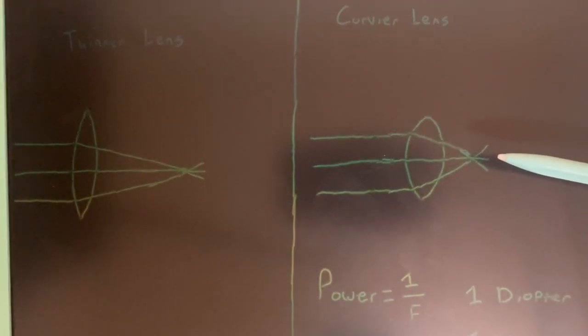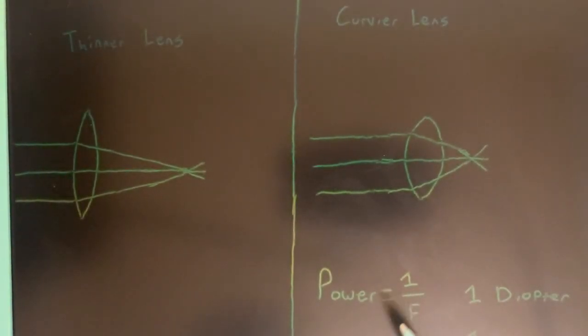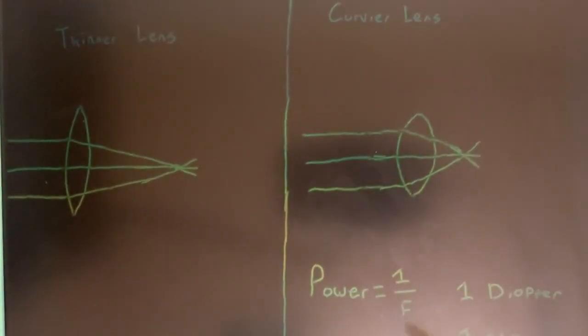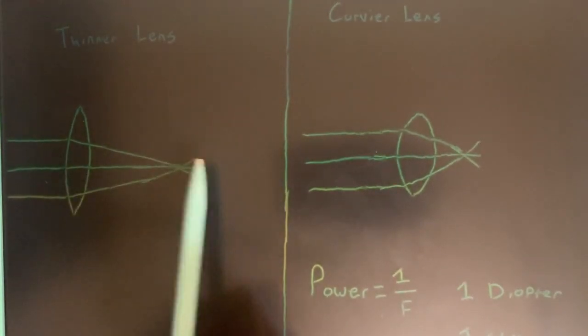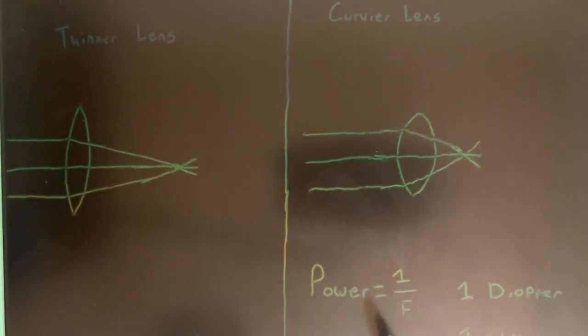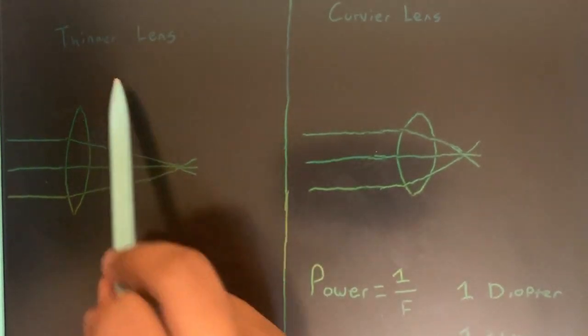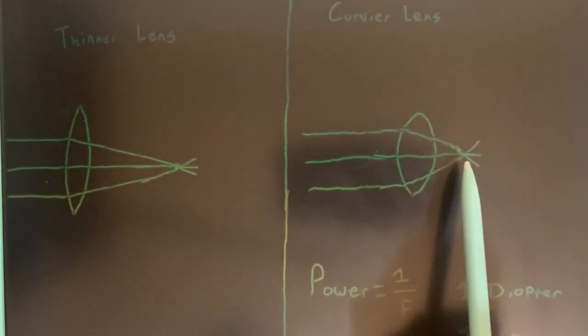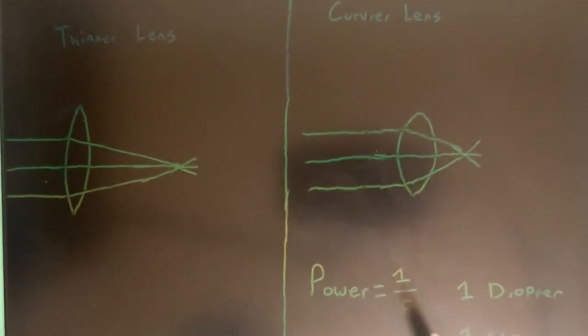So this gets us to what optical power is. The definition of optical power is how much a lens will refract or bend light. The equation for optical power is 1 over f, where f is the focal length. So as you can see here, if you have a longer focal length, your power will be less. So out of the thinner and the thicker lens, because there was less distance between the lens and the focal point in the curvier lens, it'll have more power.